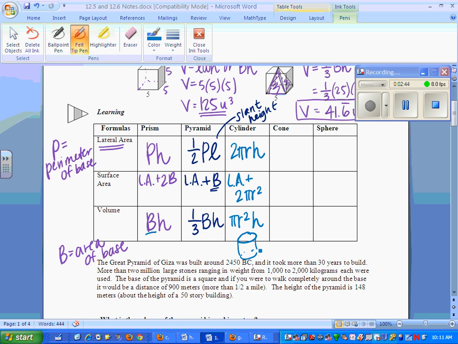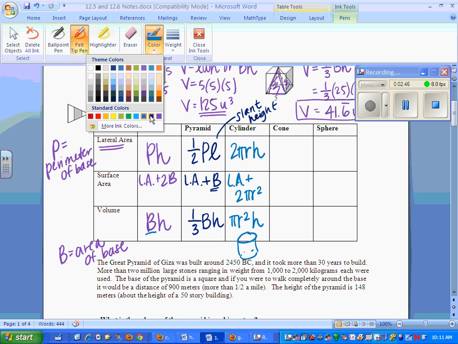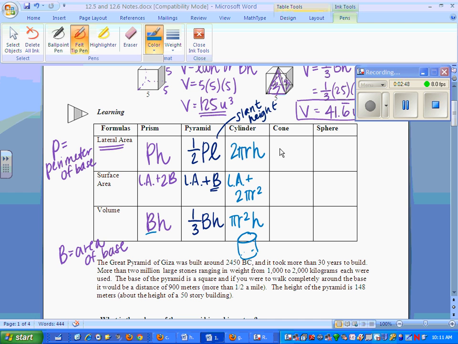And for our cone, we have a lateral area of pi r L. Remember, L is again the slant height. For surface area, we take the lateral area and just add pi r squared, because the cone only has one base, it's a circle. Volume is very similar to a pyramid in that we're going to take 1/3 of pi r squared times the height. It's the same formula as the cylinder, but we're going to take 1/3 of it because it's a cone.